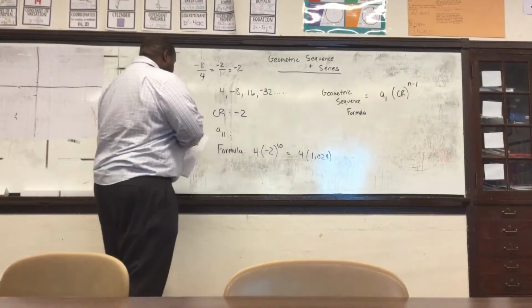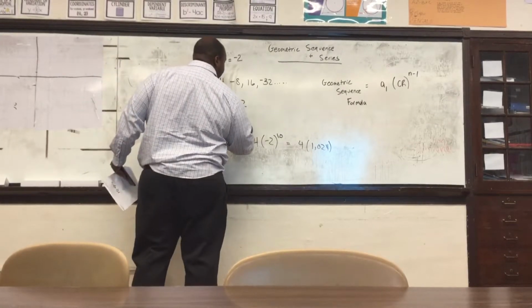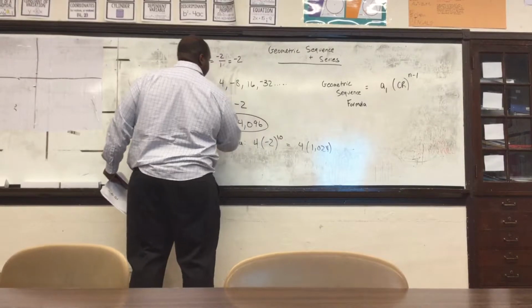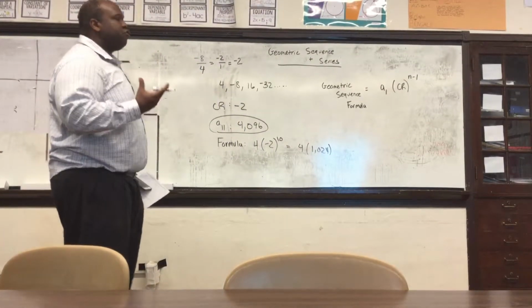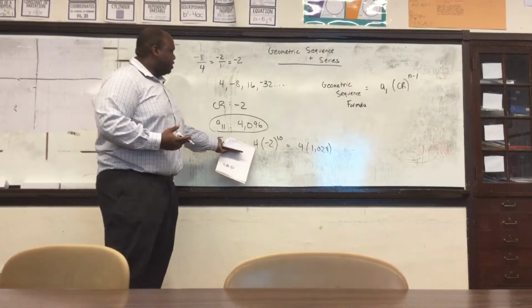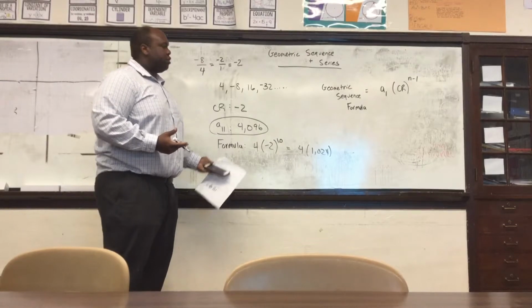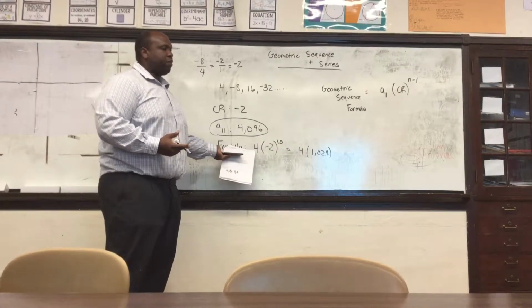Now if I multiply that by 4, I'm going to get 4,096. So that would be the answer. Again, very important that you follow PEMDAS. Do not multiply the 4 and the -2 together and then take it to the power of 10. You won't get the same answer. Make sure that you're doing -2 to the power of 10 and then multiplying that by 4.